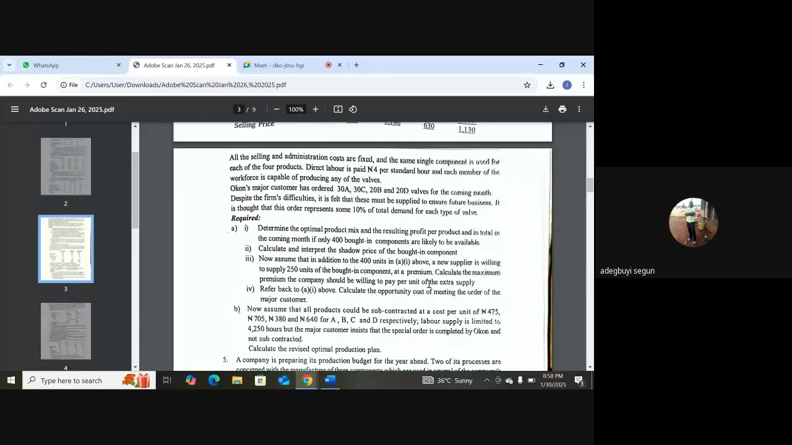B, now assume that all products can be subcontracted at a per unit cost of 475 naira, 75 naira, 380 naira, and 64 naira for A, B, C, and D respectively. Labour cost is limited to 4,250 hours, but the major customer insists that the special order is completed by Okon and not subcontracted. Calculate the revised optimal production plan.